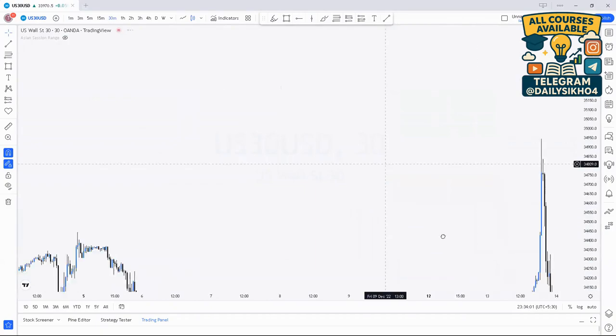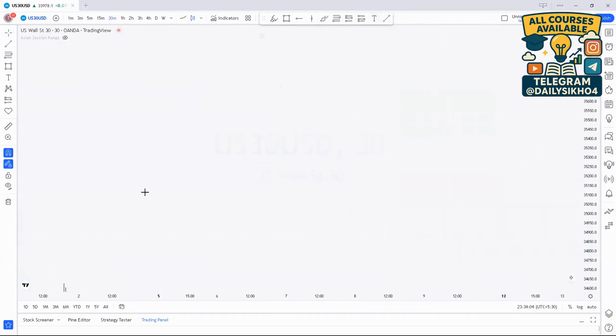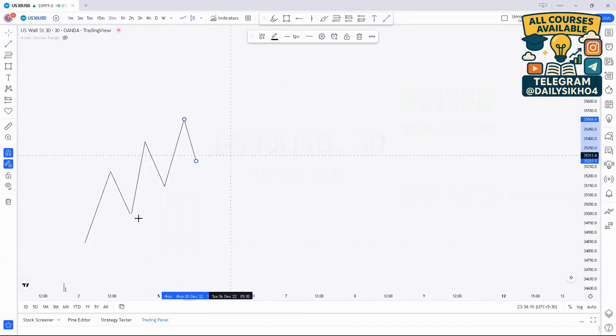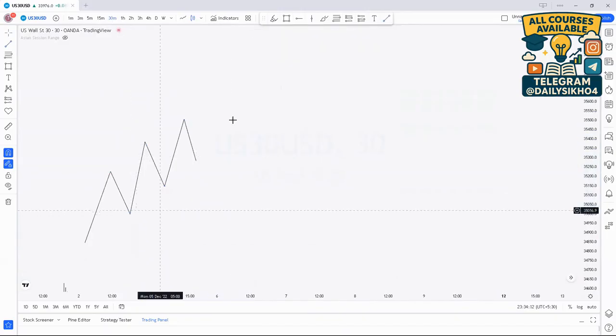So let's go from the external structure, which is the main structure, to the internal structure now. Let's say this is the chart and it has internal structures in between. Let's say this is the internal structure.